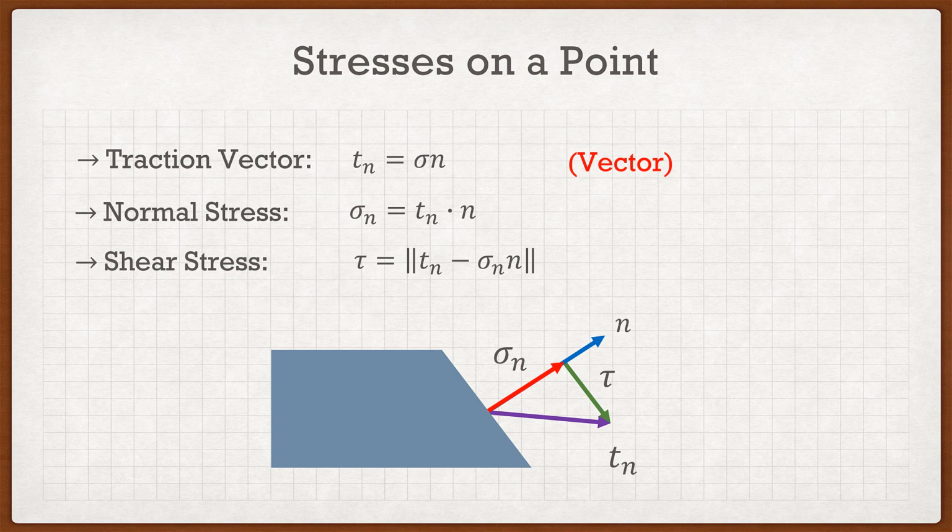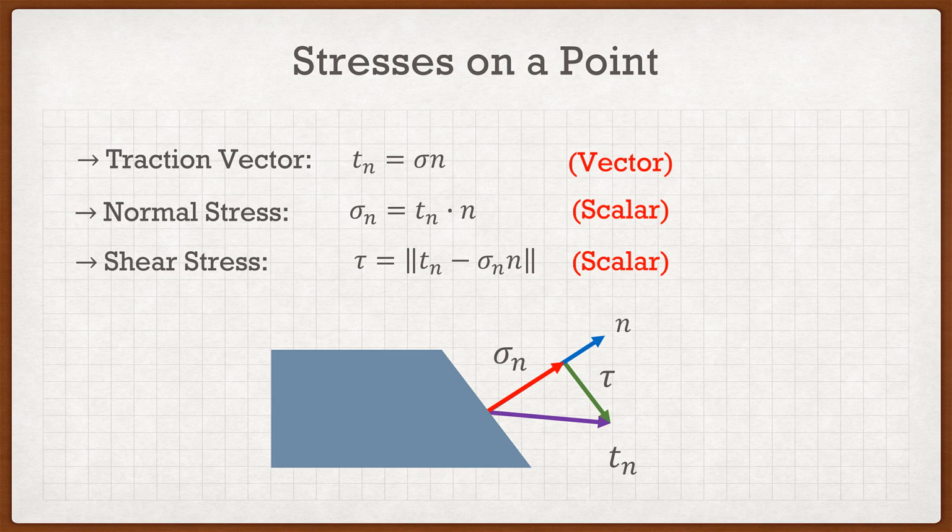Now, if we look at the normal stress, sigma n, we're taking Tn, which is a vector, our traction vector, and we're dotting it with the normal vector. So if we dot two vectors together, that's just going to give us a scalar value. And finally, at the end, we look at our shear stress. Well, we're taking our traction vector minusing a scalar times another vector. That's going to give us a vector. But then we're taking the norm of this vector. And of course, the norm of a vector is simply a scalar.